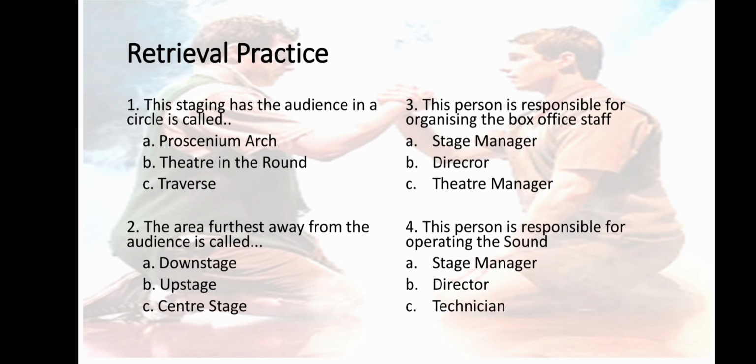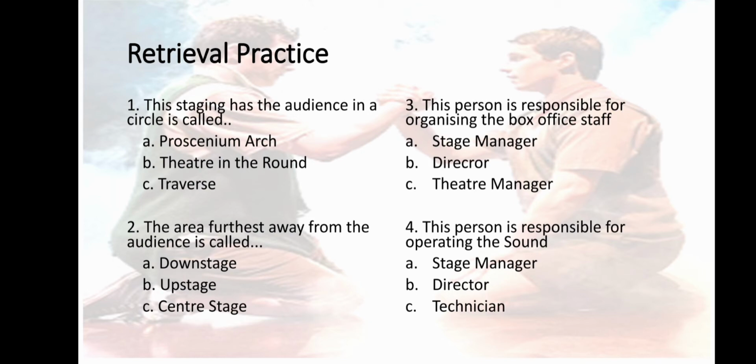Your first task is to complete the retrieval practice. Number 1. This staging has the audience in a circle. This is called A. Proscenium Arch, B. Theatre in the Round, C. Traverse. Number 2. The area furthest away from the audience is called A. Downstage, B. Upstage, or C. Centre.